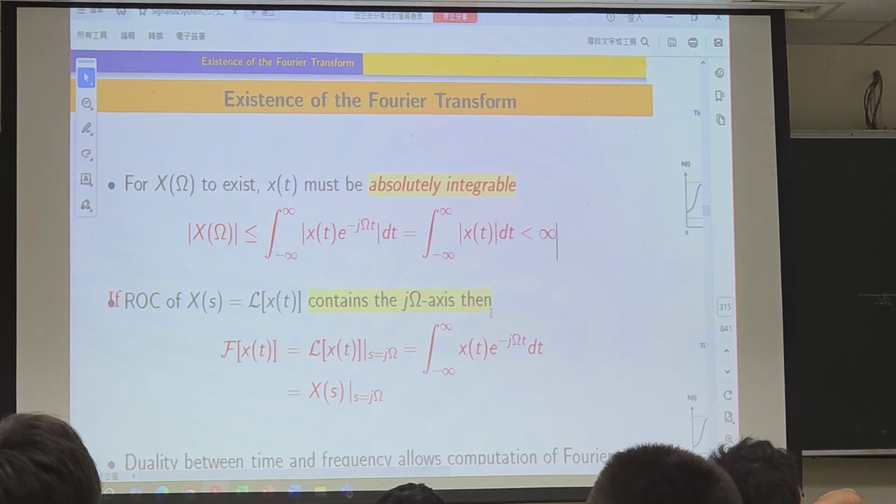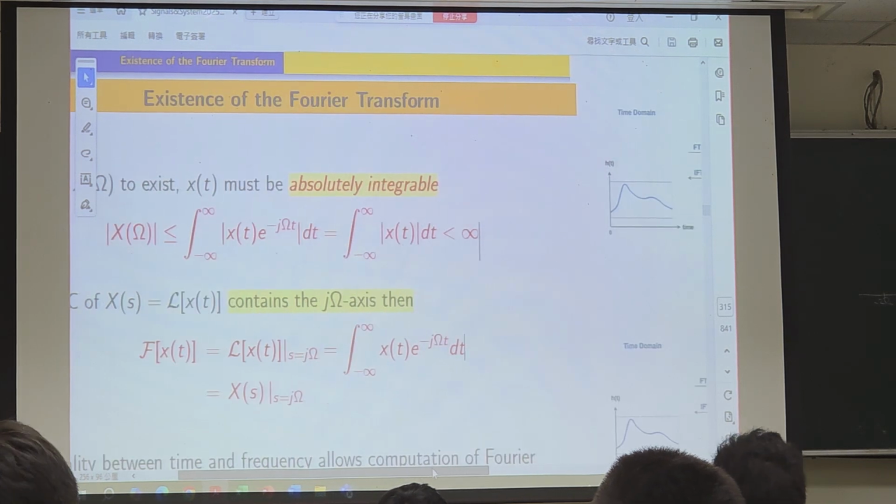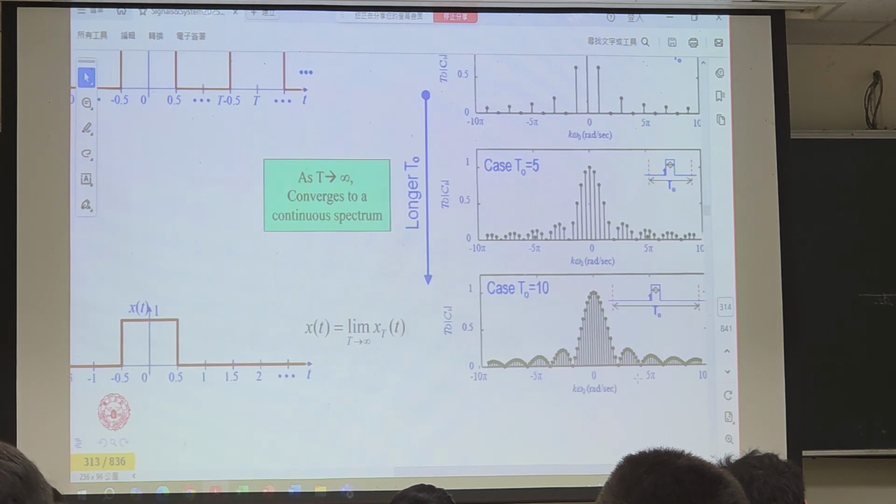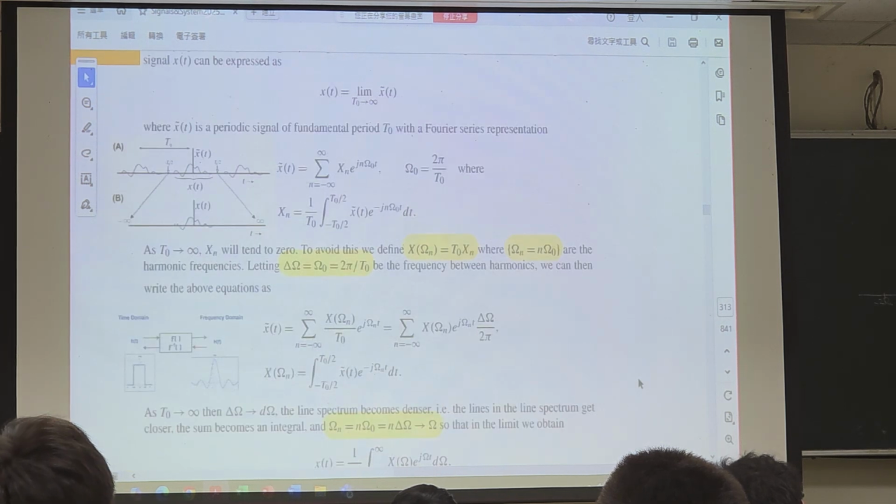So in the next example, let me show this figure. I like this very much. Okay, Fourier series. Again, go back to the Fourier series expansion. This one.